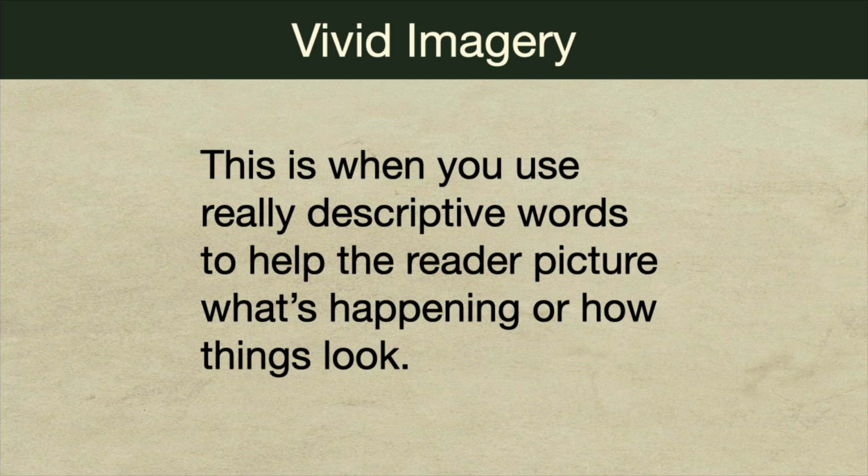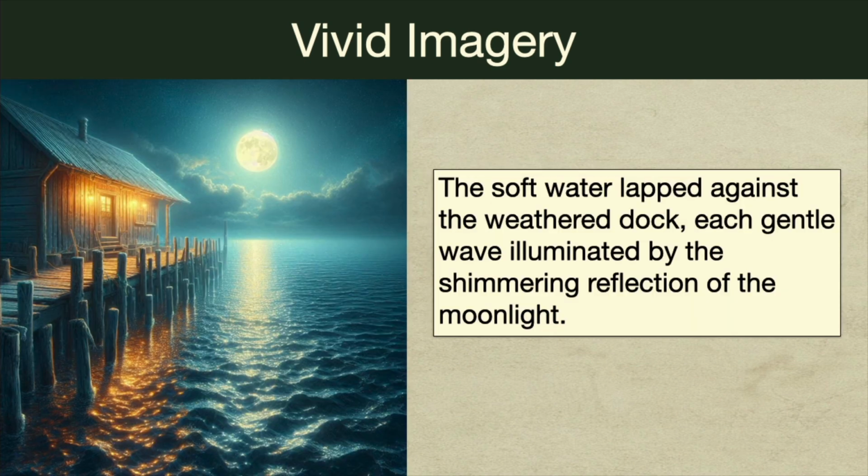Vivid imagery. This is when you use really descriptive words to help the reader picture what's happening or how things look. Example. The soft water lapped against the weathered dock, each gentle wave illuminated by the shimmering reflection of the moonlight.